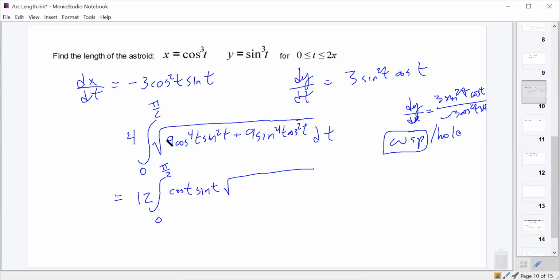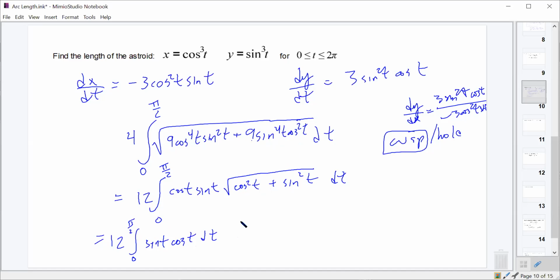And what's left here? I already took the 9, and I took a cosine squared and a sine squared, so I got a cosine squared. And I took the 9, I took a sine squared and a cosine squared. So cosine squared t plus sine squared t inside there, dt, which should give us 12 times the integral from 0 to pi over 2 of, well, just sine t cosine t dt, right? Cosine squared plus sine squared is 1, and the square root of that is 1, so all that just cancels out.